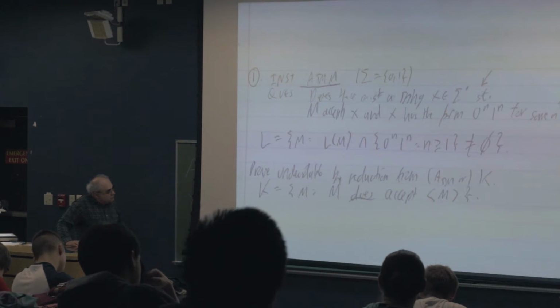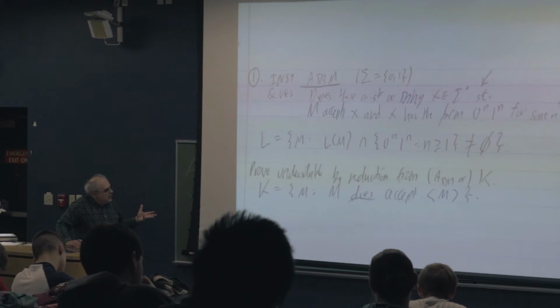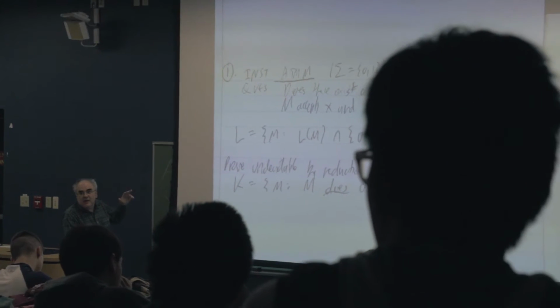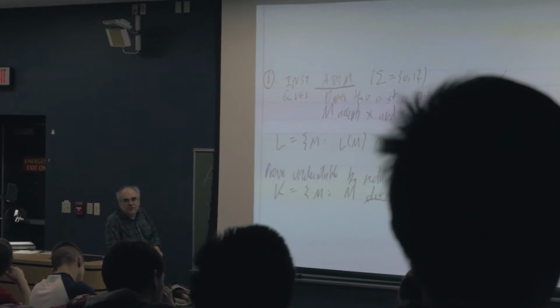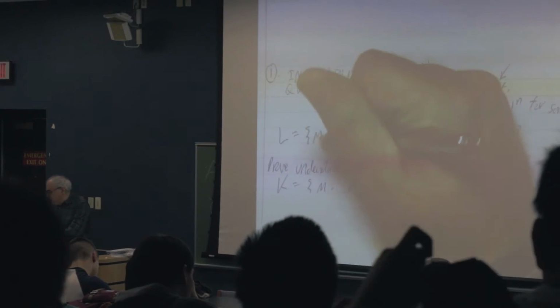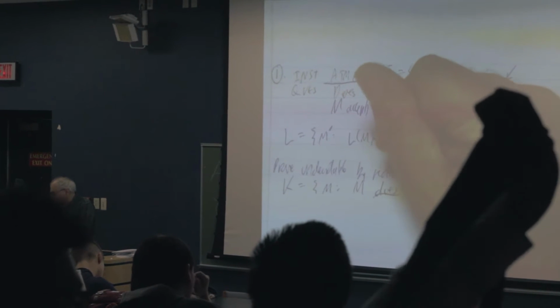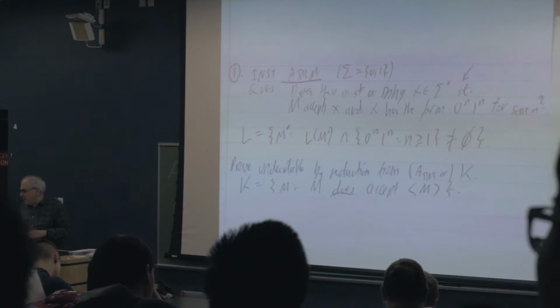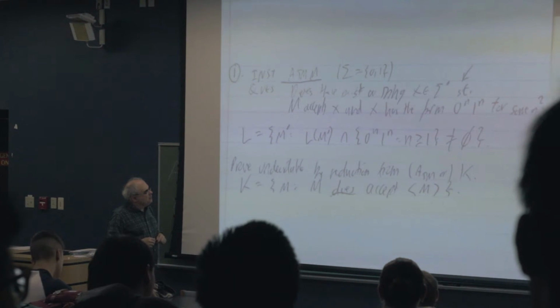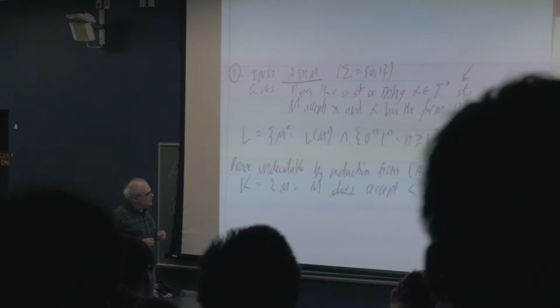So now we need to make a mapping reduction. Incidentally, when you have a mapping reduction, the language L becomes the target. And just as a mental help, you could change the dummy symbol in the target. So this could be L, and L is the set of M prime such that the language of M prime intersects 0^n 1^n is non-empty.